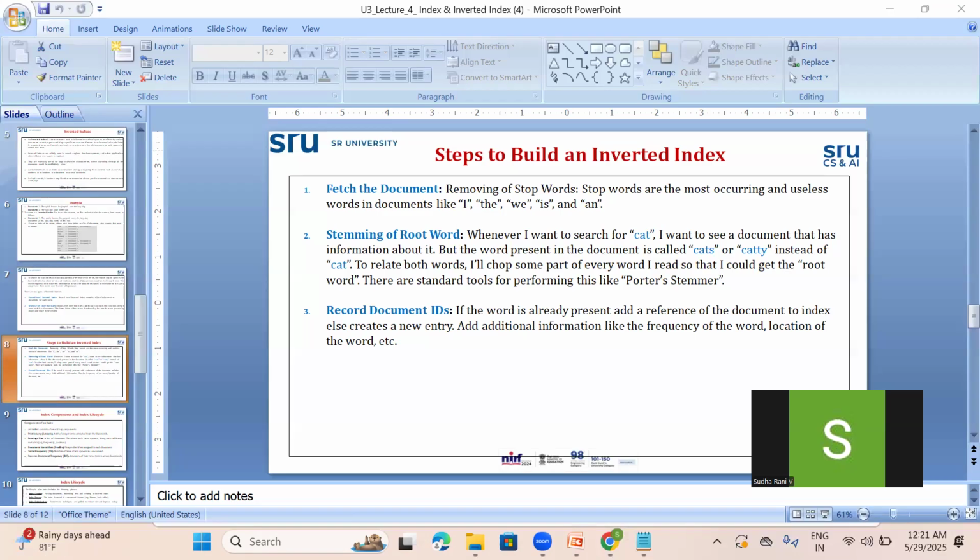There we can catch up with this stemming procedure clearly. So the stemming means converting the stemmed word to its root word. If you see here, cats is a stemmed word, and it is converted to the word cat. The stemming is done for easy search. Next step is record document IDs. If the word is already present, add a reference of the document to the index, else create a new entry. Add additional information like the frequency of the word, location of the words, etc.